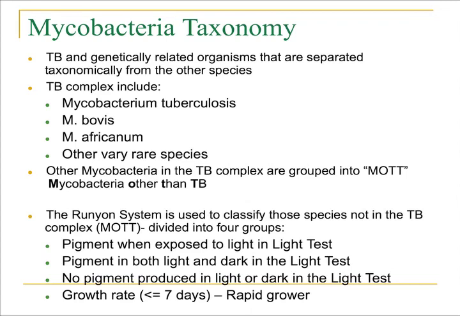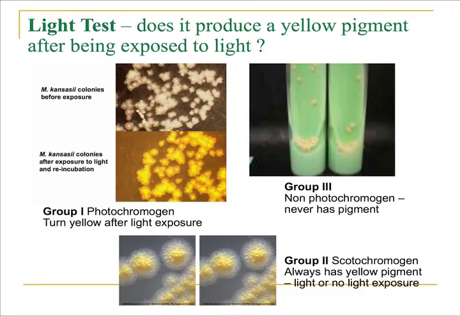On the next slide, we're going to go a little bit deeper into what this light test is. Basically, the light test is asking whether it produces a yellow pigment after being exposed to light. In the performance of this test, you will have two tubes of the organism. You will have one which is completely wrapped in aluminum foil, and you will have the other one also wrapped in aluminum foil, and both of them will be placed into an incubator. After the organism is starting to grow, you will remove one tube only from the incubator, unwrap the aluminum foil, and expose it to light.